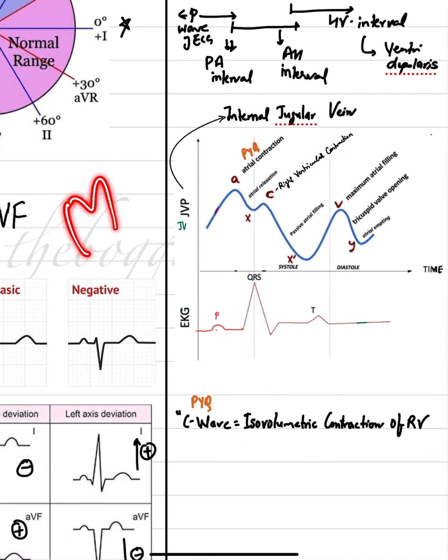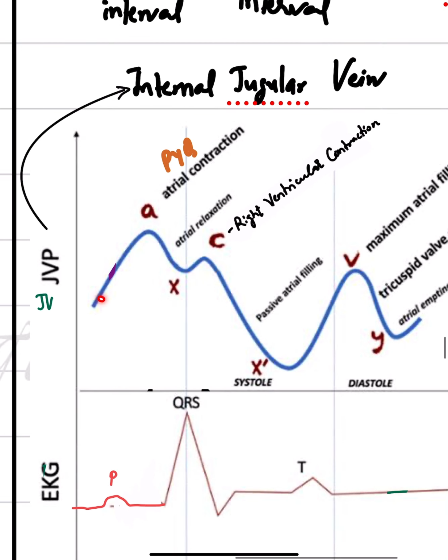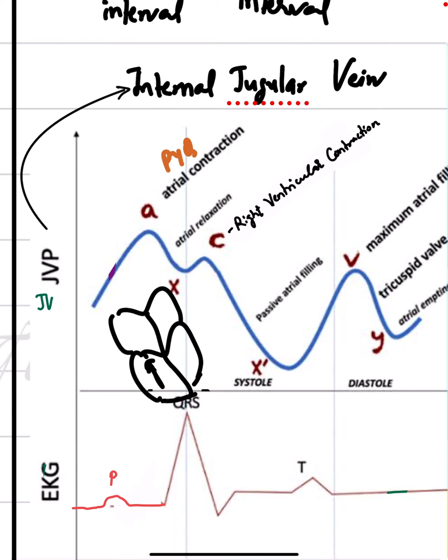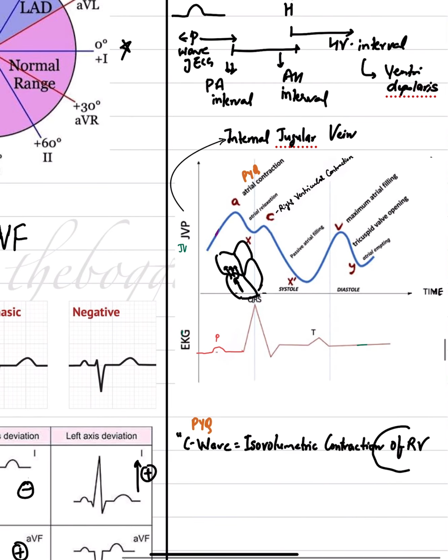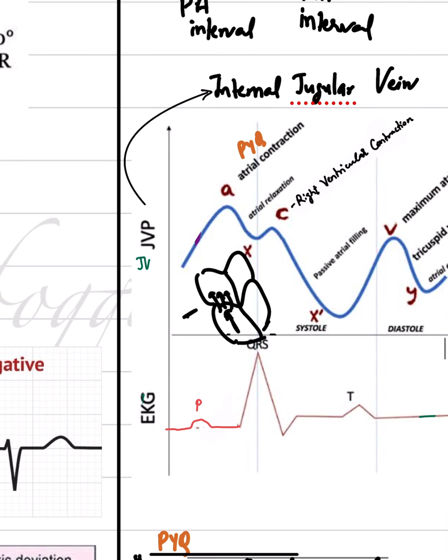Here we are talking about the right atrium, and in the right atrium we are seeing what is happening only in the right atrium. So the A wave is the right atrial contraction, followed by relaxation, followed by right ventricular contraction. Why is this C wave happening here? If there is right ventricular contraction, this is bulging. What is bulging here? Isovolumetric contraction of the right ventricle.